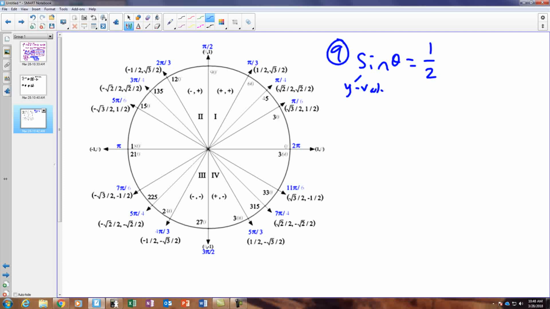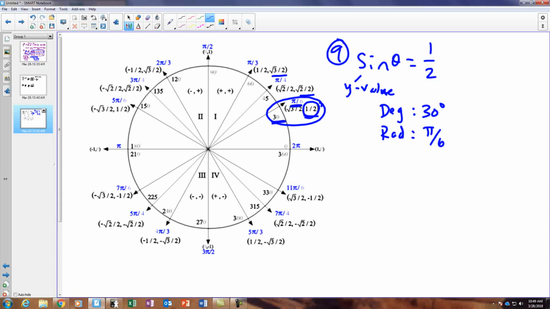So I'm only going to look at y values. Okay? And when I look at the y values, I'm looking for y to be 1/2. You'll notice right here at 30 degrees, the y value is 1/2. So right away, my degree answer is going to include 30 degrees. My radian answer has to include pi over 6. Notice you got pi over 6 right there and 30 degrees there.